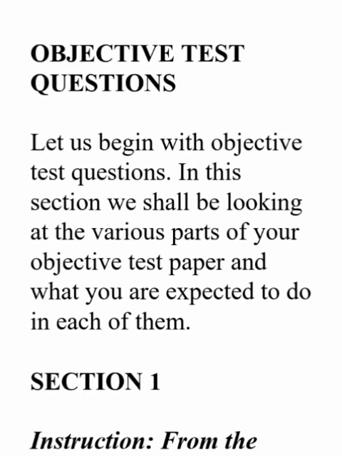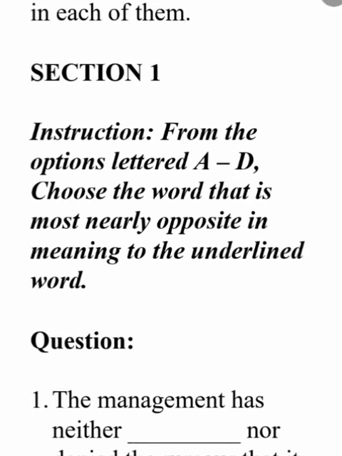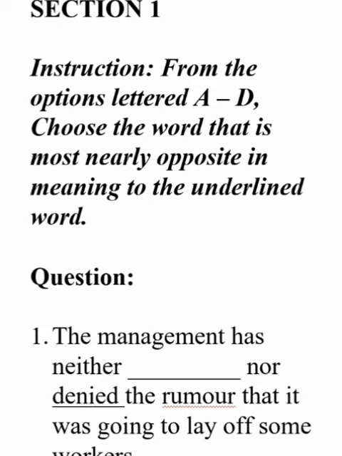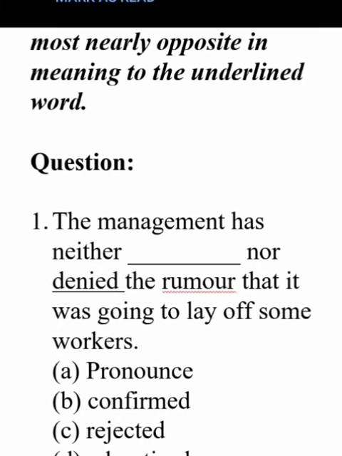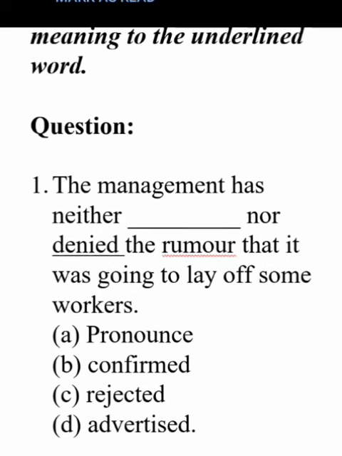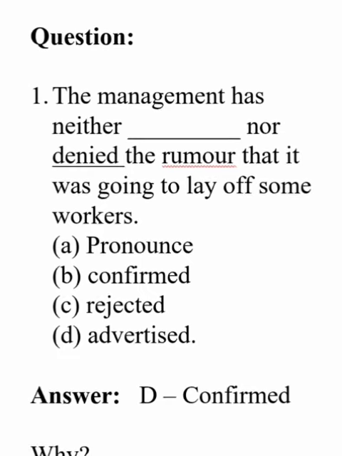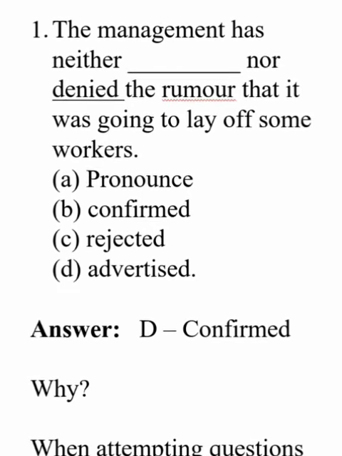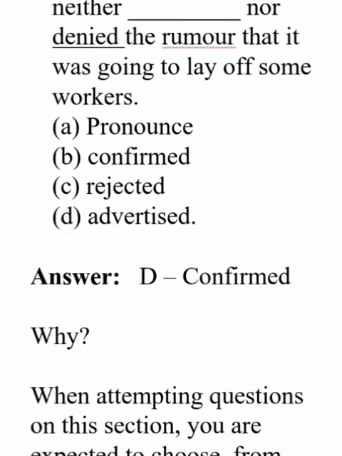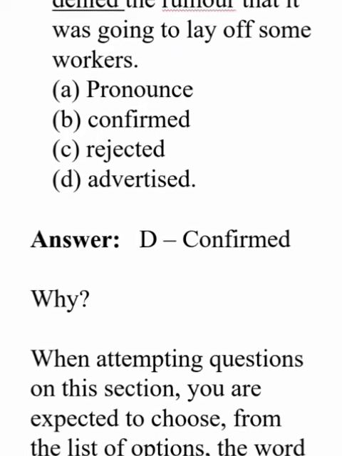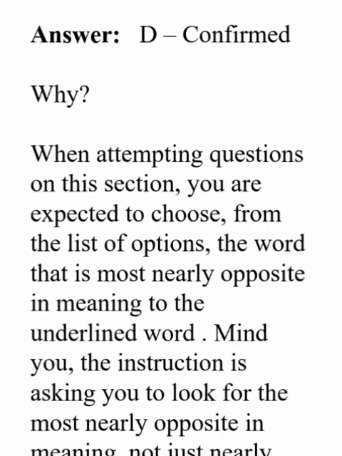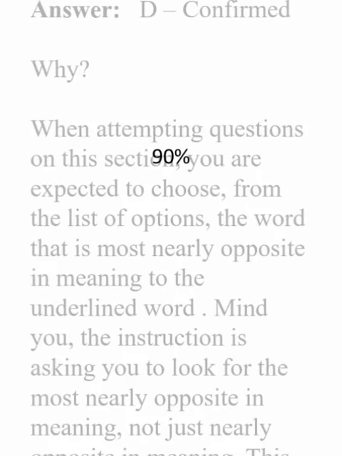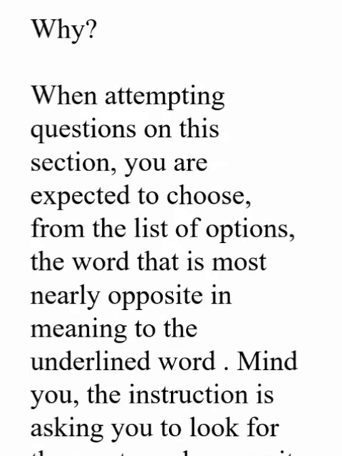Section 1. Instruction. From the options lettered A to D, choose the word that is most nearly opposite in meaning to the underlined word. Question. The management has neither dashed nor denied the rumor that it was going to lay off some workers. A. Pronounce. B. Confirmed. C. Rejected. D. Advertised. Answer. D. Confirmed.